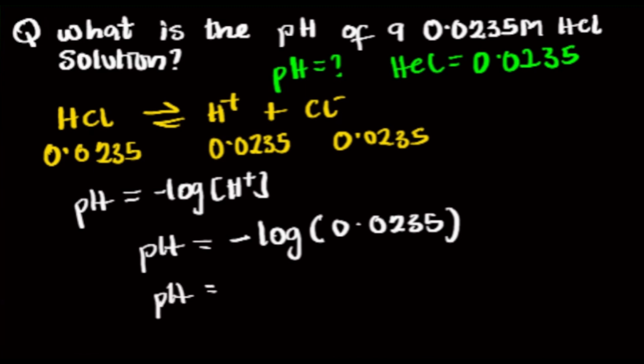So let's simply press our calculator and see what we are going to have here. Negative logarithm of 0.0235 gives us 1.63, right? So this is approximately 1.63. That shows that this is the pH of the solution. Since the pH is low, that should indicate that the acid is a very strong acid, and that's why it is hydrochloric acid. Now let's move to the next question.